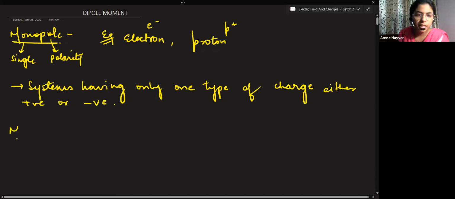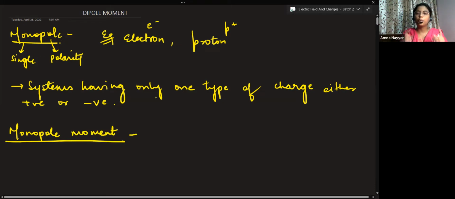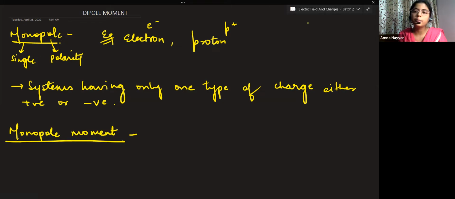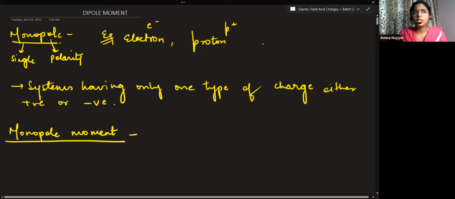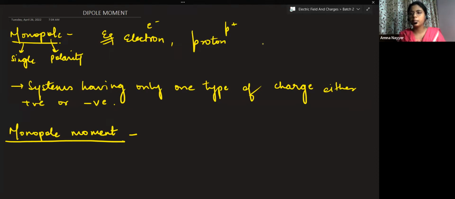Similarly, if we have a monopole, we will be having a monopole moment also. Monopole moment always means net. Like in your 11th class, moment meant moment of torque and all these, where you took the resultant of the forces. Monopole moment also means resultant of the forces. So you are already in the habit of calculating it.